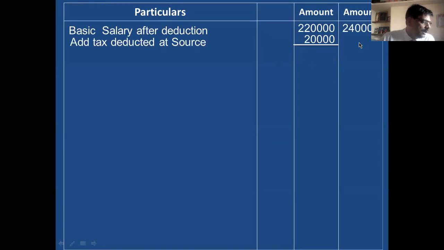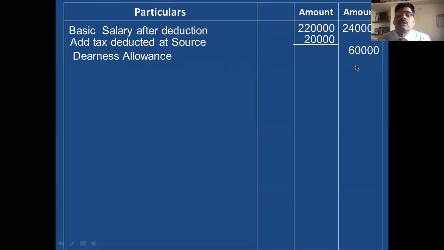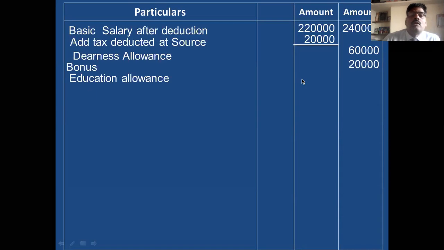And second point is dearness allowance. Dearness allowance is 60,000. You take the total amount 60,000, not the percentage. Total amount is to be taken here. Then next is bonus. Bonus is 20,000. Next point is education allowance. You take education allowance in the inner column, 8,400.